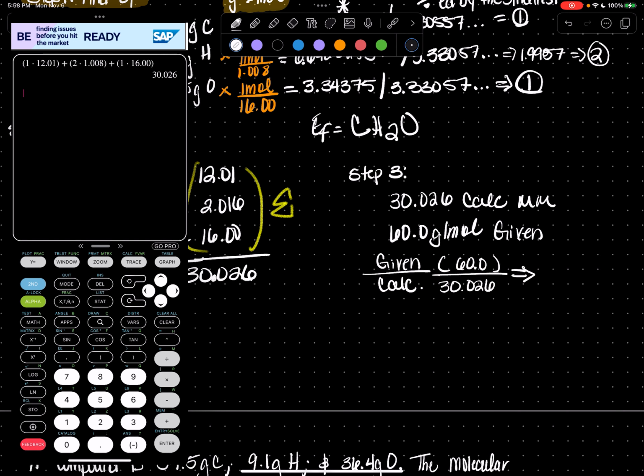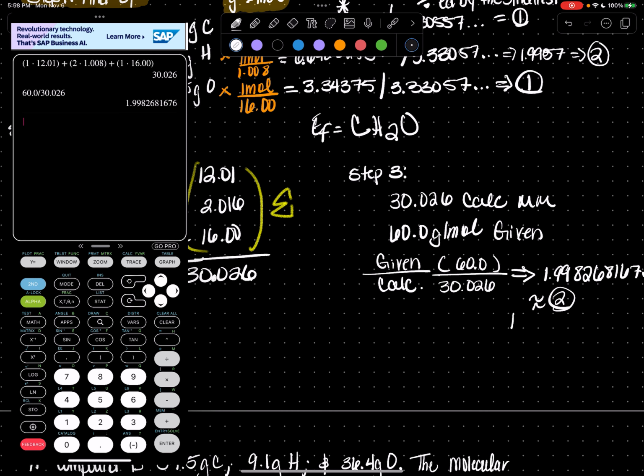That multiple is, if my mental math is right, something close to 2. Oh no, 60 divided by 30.026. All right, 1.9998. That's really close to 2, so I'm going to go ahead and round that to 2. So I'm multiplying everything by 2 here.